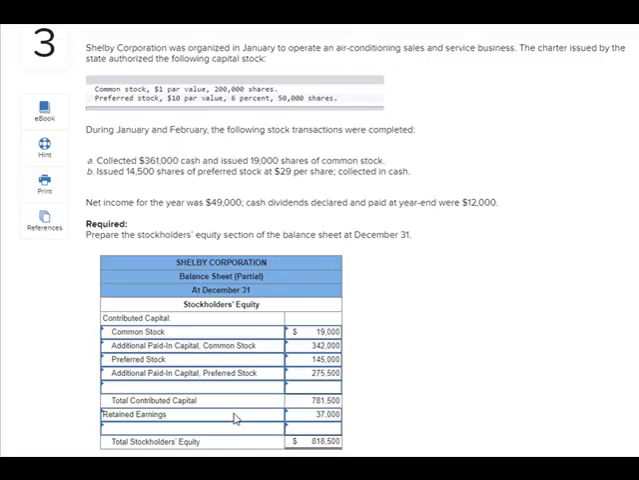Finally, for the retained earnings, we're going to think to ourselves, the retained earnings formula is beginning retained earnings plus net income minus dividends. And because this was a brand new company that just began in January, beginning retained earnings is 0. And therefore, this balance will simply be the difference between the net income and the dividends.